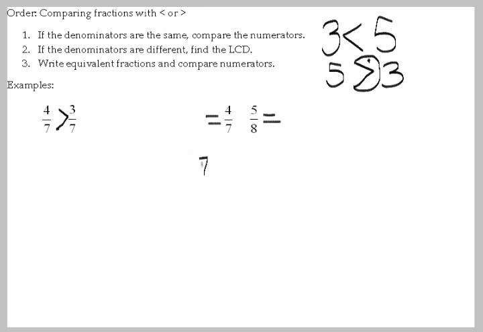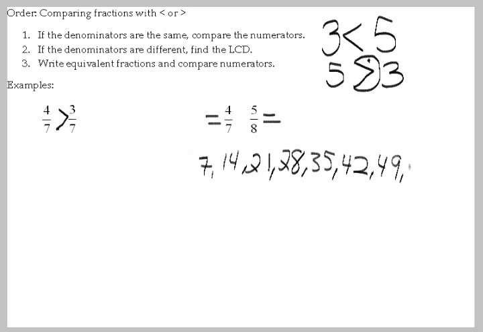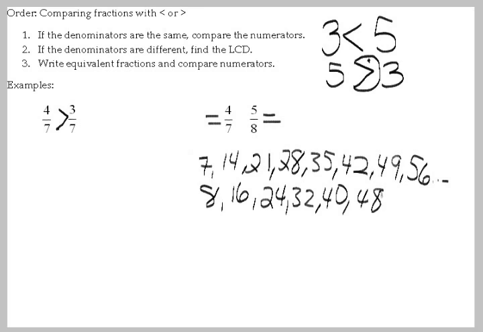So multiples of 7 are 7, 14, 21, 28, 35, 42, 49, 56, and so on. Multiples of 8 are 8, 16, 24, 32, 40, 48, and 56. So there we find our least common denominator of 56.